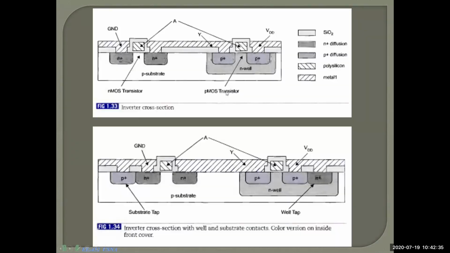So here you have P-type, P substrate, P body. Then you have N well. In the N well you have P plus and P plus. So this is your PMOS transistor. In the P substrate you have N plus and N plus. So this is your NMOS transistor. This is your silicon dioxide, and polysilicon. And on top of that you have metal. And here this is the ground. This is the VDD. This is your drain to drain. So this is your output, and this is your input. This is A. This is Y.